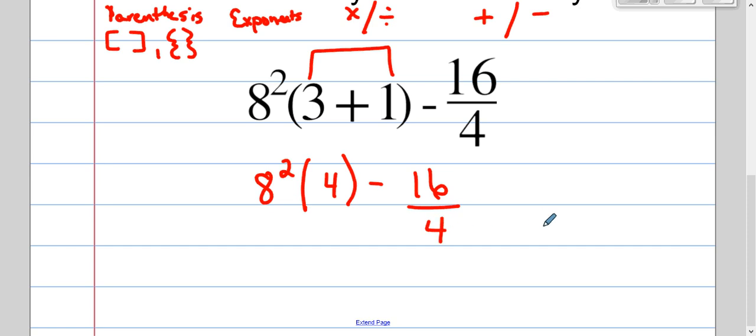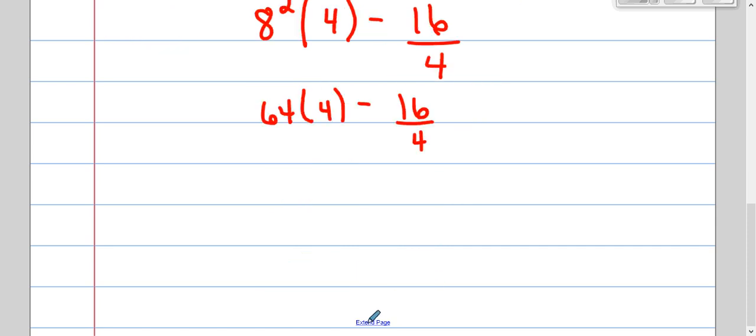Next, I'm done with my parentheses. Next, I look for exponents, which would be here. This 8 squared, or 8 to the second power, that would give me 64 times 4 minus 16 divided by 4. Notice I keep rewriting my equation. It helps me keep everything in order and make sure I simplify it.